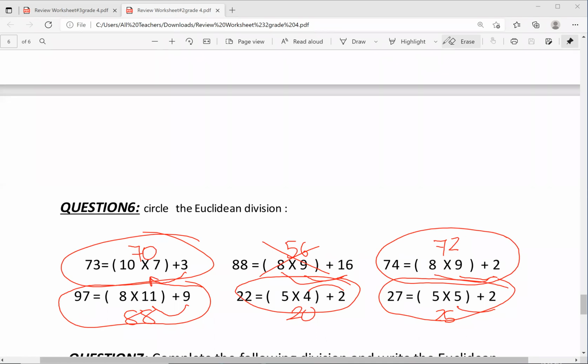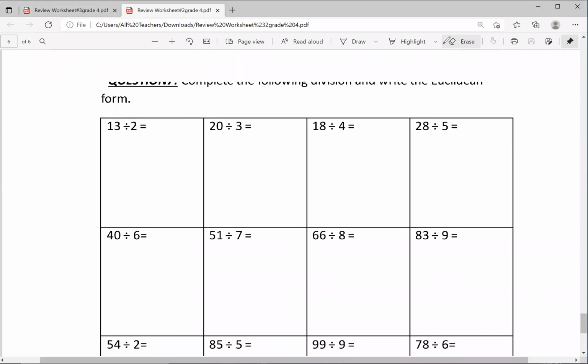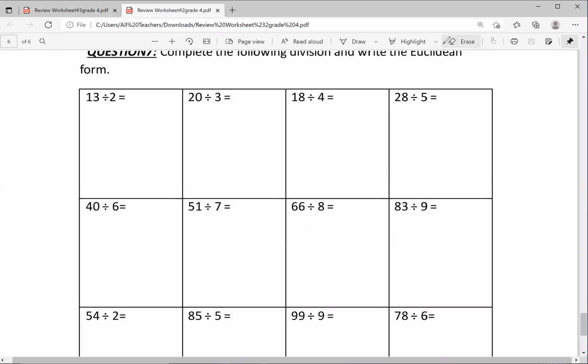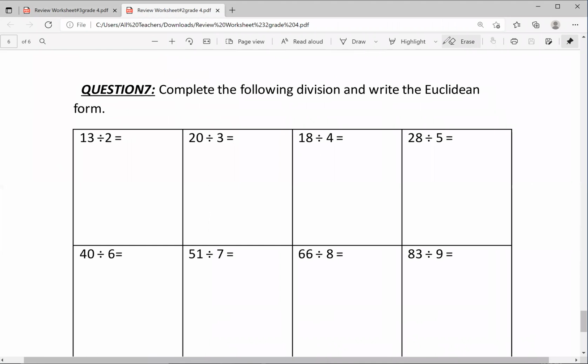Here we go to the last question, which is the division and writing the Euclidean form. I'm going to solve the first one. So you do the division, which is 13 divided by 2. Now you ask yourself, what's the number you multiply by 2 to get 13? It's 6. 2 times 6 is 13. Sorry, it's 12, excuse me. And now you subtract. 13 minus 12 is 1. So what's the Euclidean division? We write 13 equals 2 times 6 plus 1.